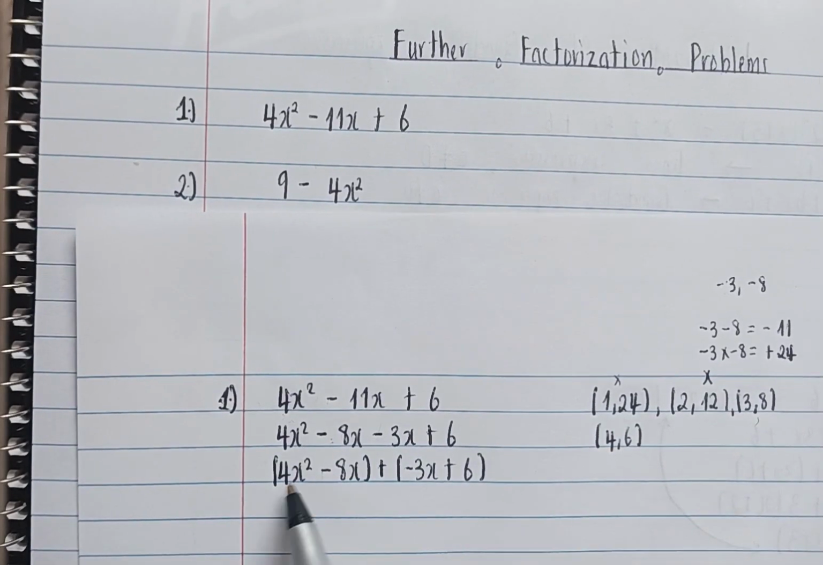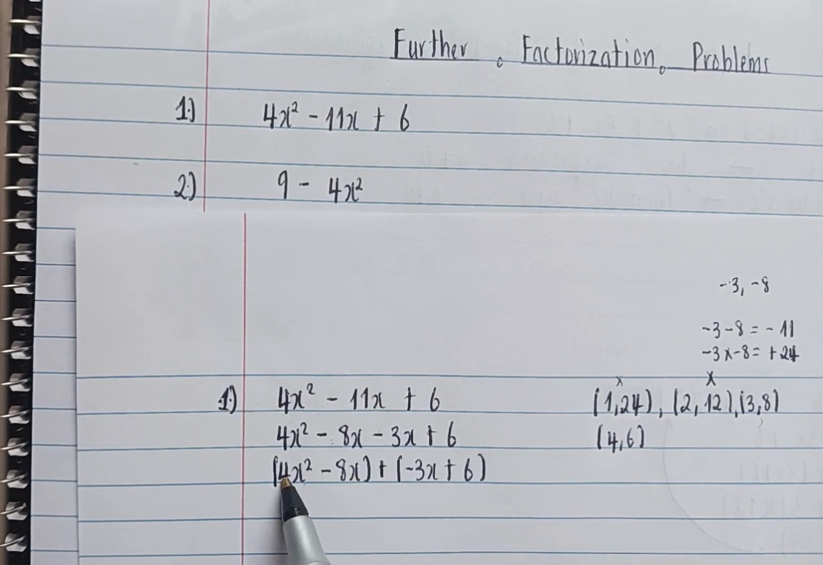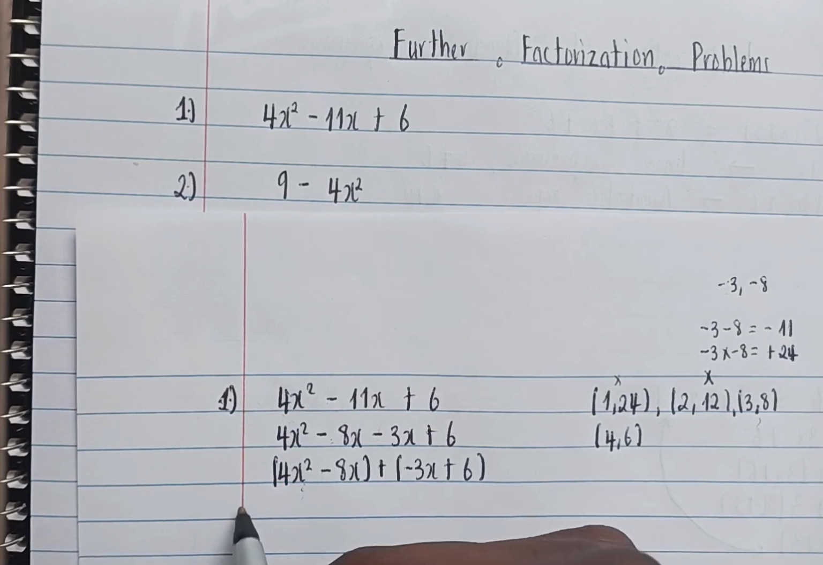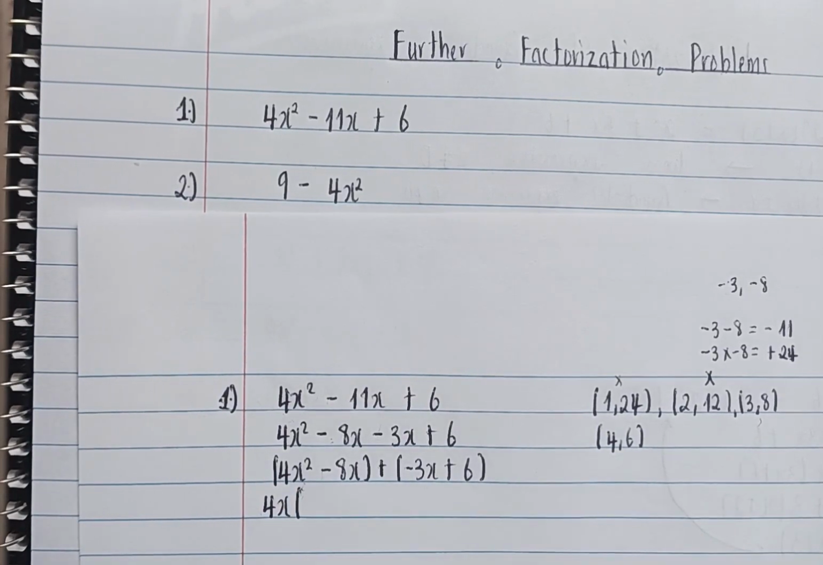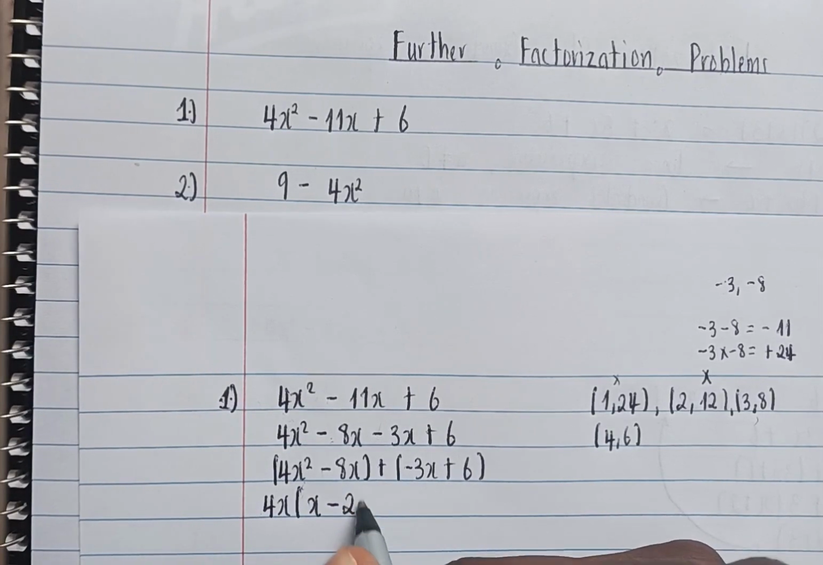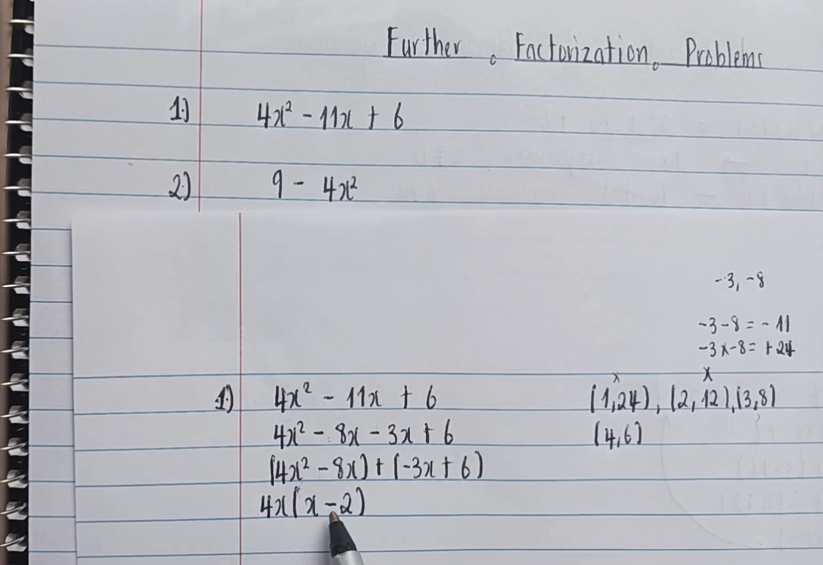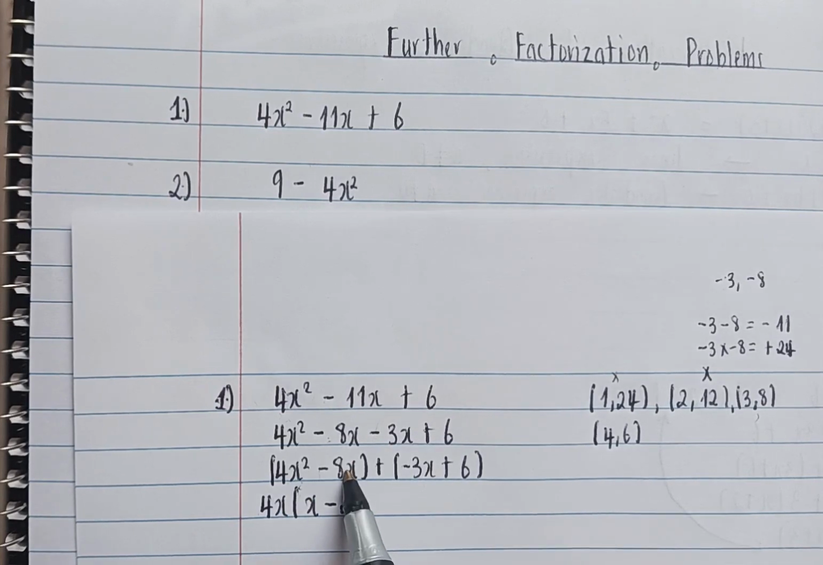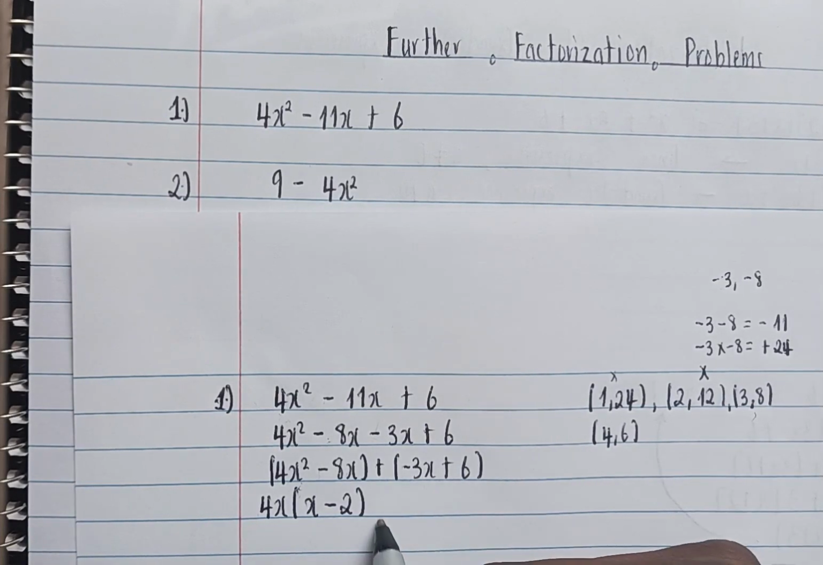So here, in the first bracket, I notice that I have common factors, which are x and 4. So I can move that out. So here I'll have 4x into x minus 2. Notice that 4x times x gives 4x squared, and 4x times minus 2 gives minus 8x. So I've just simplified it. I'll do the same for the second bracket.